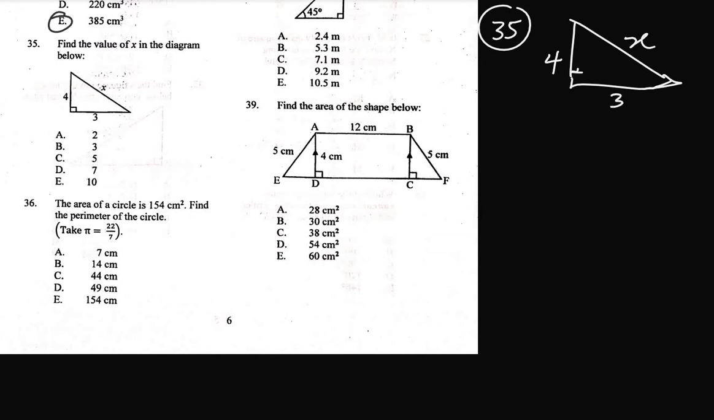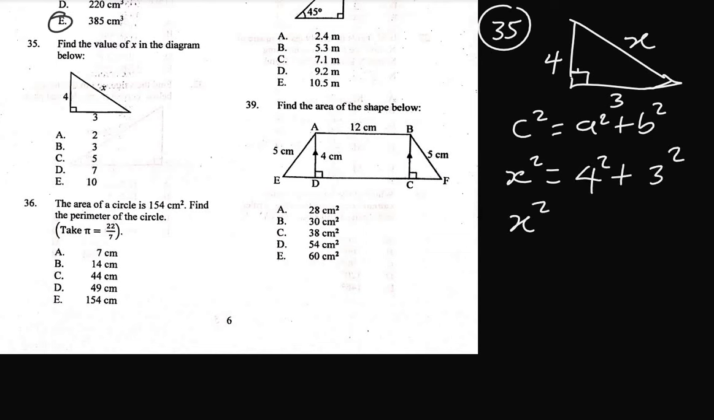Okay. For question 35, you are meant to find the value of x. So I'm going to draw the shape again. We have a triangle. The hypotenuse is x. We have 4, we have 3. Just use Pythagoras theorem. C squared equals a squared plus b squared. C is always the hypotenuse. So x squared equals a, which is 4 squared, plus b, which is 3 squared.